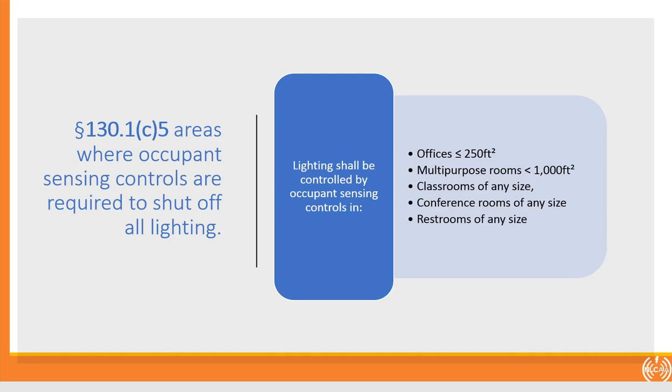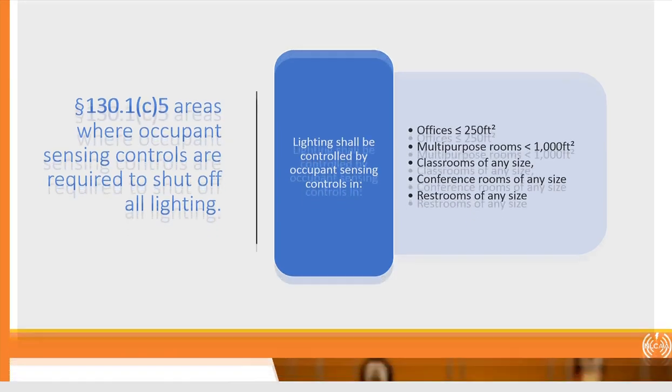The previous 2016 code did allow restrooms to be turned off or shut off automatically by time clock or occupancy sensors, but this year's 2019 code that we're following requires restrooms to be shut off by occupancy sensors.